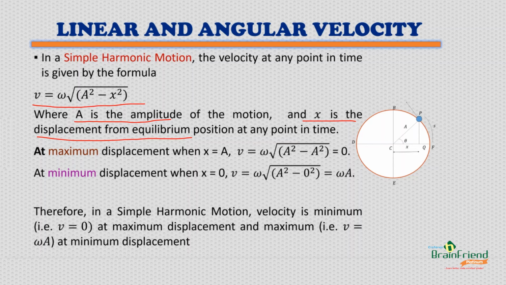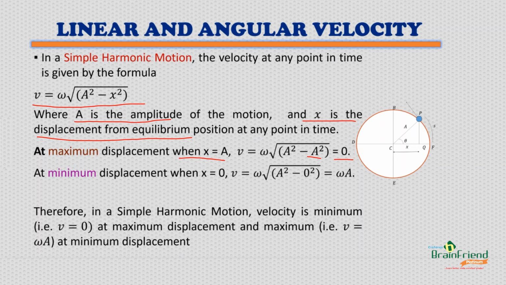Now remember that amplitude is the maximum displacement of a body performing simple harmonic motion from equilibrium. Therefore, at maximum displacement, when s is equal to A, v is equal to omega square root of A squared minus A squared, since our s is equal to A at maximum displacement. A squared minus A squared gives us 0, and square root of 0 is equal to 0. Omega times 0 is equal to 0. So, at maximum displacement in a simple harmonic motion, linear velocity v is equal to 0.